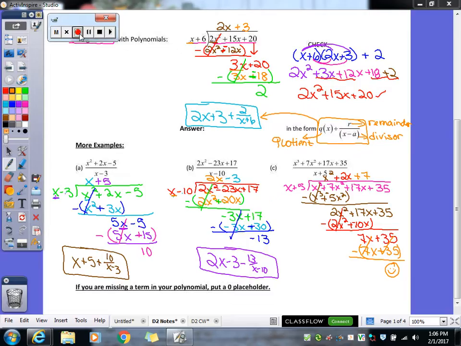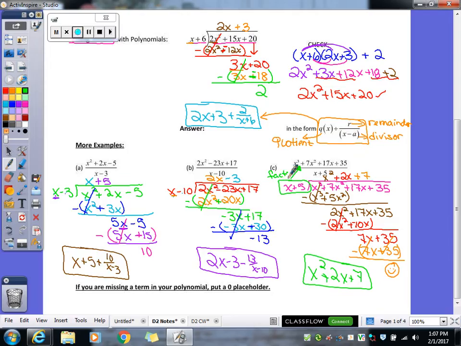So this one has no remainder. This one divided out evenly. So our answer would simply be x squared plus 2x plus 7. But then the other thing it was telling us up above is that x plus 5 is a factor of our original polynomial, since the remainder is 0. That's something that we can tell by the remainder being a 0. Our other factor of it would be your x squared plus 2x plus 7.